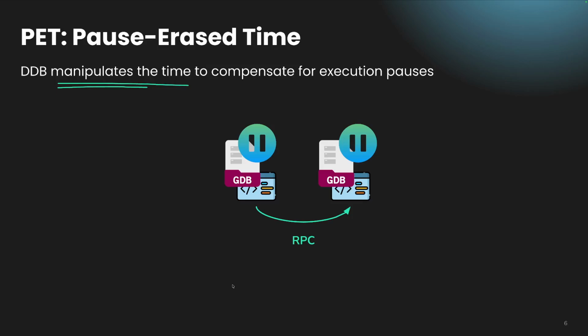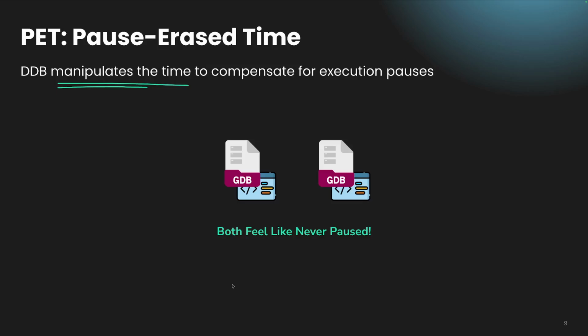Then, right before the developer tries to continue the execution, DDB is going to calculate how much time they actually paused. For example, let's say DDB finds they paused for 5 seconds. Then, right before continuing execution, DDB just applies an offset of 5 seconds to all the attached processes, so that both processes just feel like they never actually got paused.